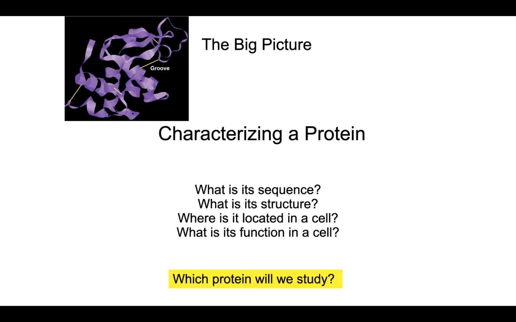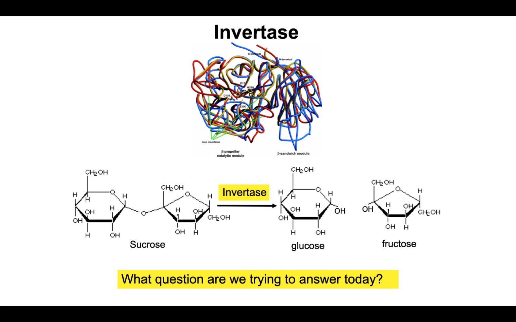You might want to know what's its amino acid sequence. You might want to know what is its structure. Might want to know where it is located in a cell and what is its function in a cell. So you've learned about invertase from the primary research article assignment that you did last week. And you know that invertase is an enzyme that catalyzes the hydrolysis of sucrose into glucose and fructose.